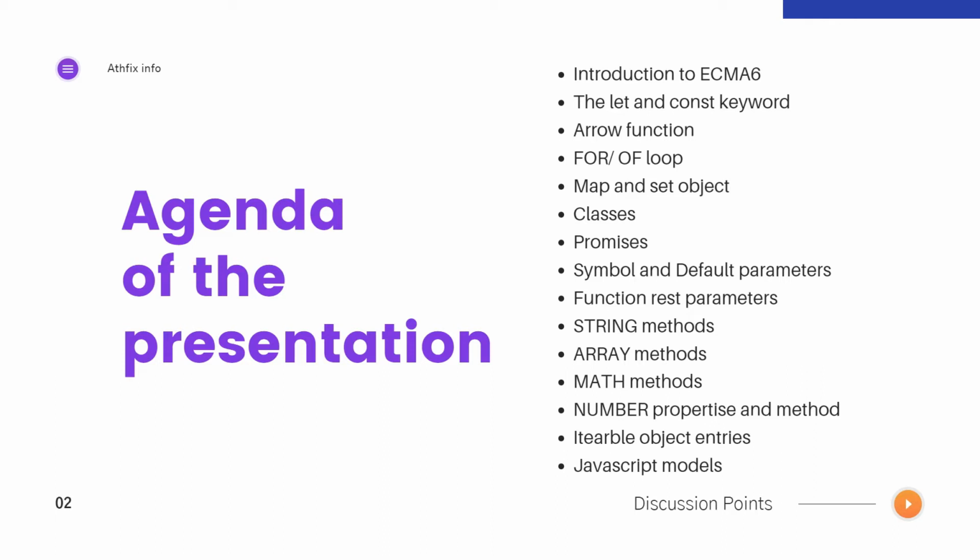And whenever we are talking about symbols, it is just like an OTP: every time you get a different OTP, a symbol is going to create a value which is different every time. And we have the function rest parameter, in which we can access a whole array in a function without actually using every parameter. And we have additional string, array and math methods. And we have number properties and methods which introduce new things. And we have iterable object entries, we have JavaScript modules, we have a lot of things in JavaScript.